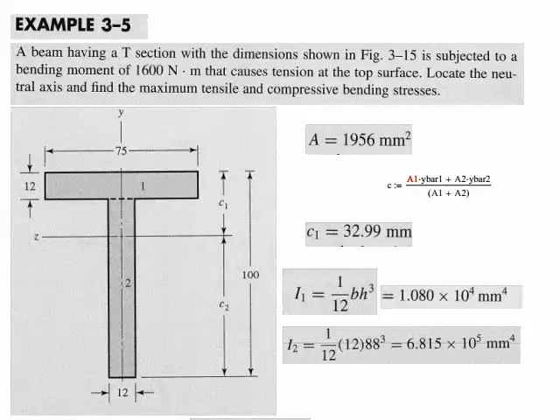Alright, in this video we're going to look at example 3-5 out of the Shigley textbook, copied into my notes. Basically it's a quick review on how to handle composite moments of inertia. We have a beam which is a T-section. The dimensions are given. It will undergo a bending moment of 1600 Newton meters and cause tension in the top surface. We want to locate the neutral axis and find the maximum tensile and compressive bending stresses.